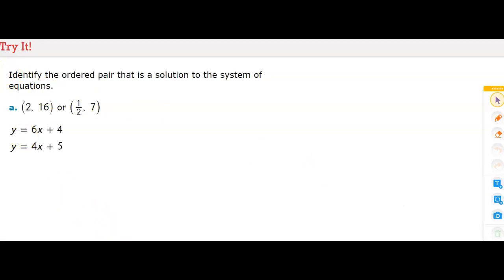Identify the ordered pair that is a solution to the system of equations. Part A: (2, 16) or (1/2, 7). Y equals 6 times x plus 4. Y equals 4 times x plus 5. So we're going to substitute the ordered pairs into the equations. So I'm taking my first one and putting it in. I'm going to take the second equation and do the same thing.